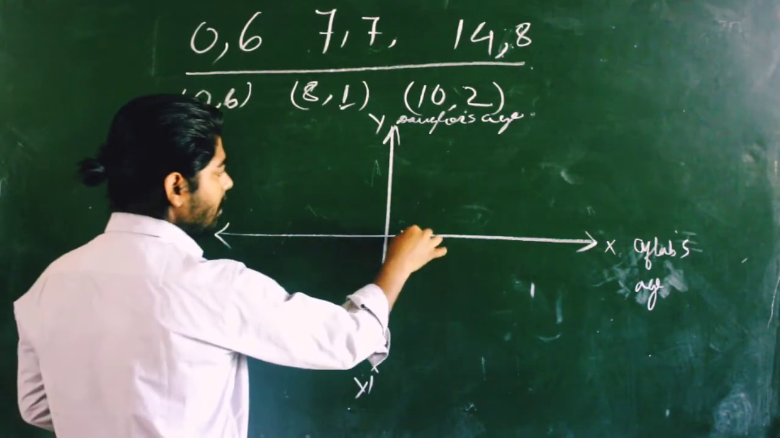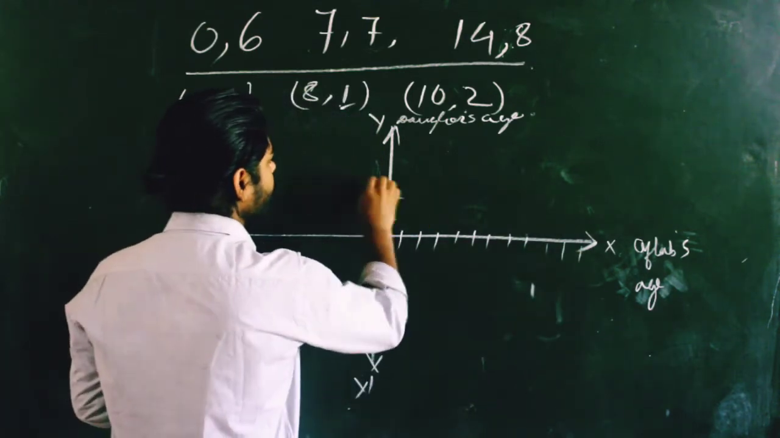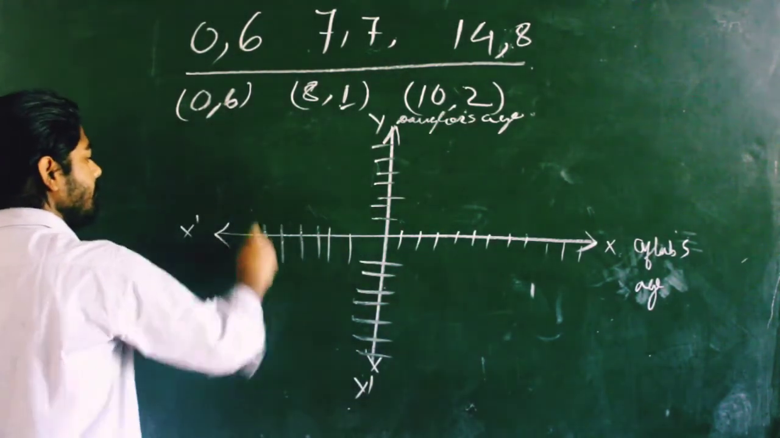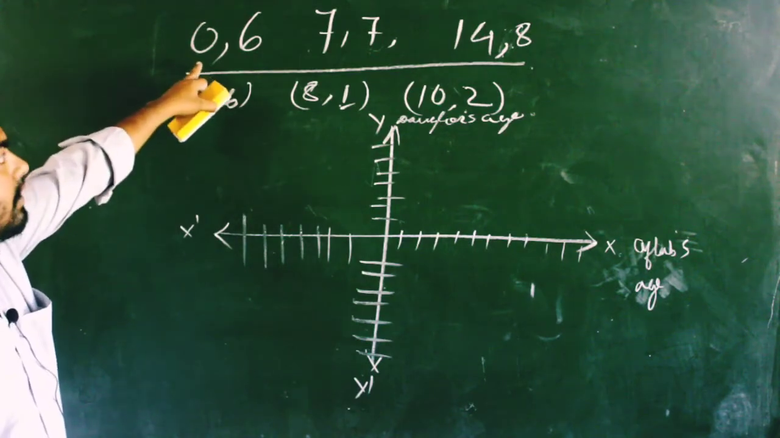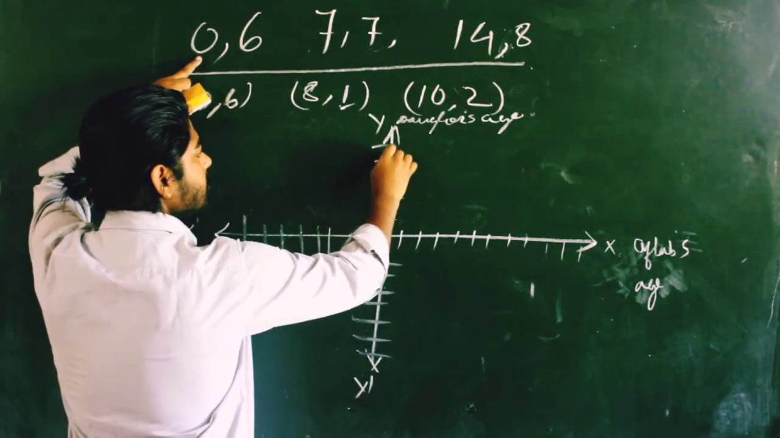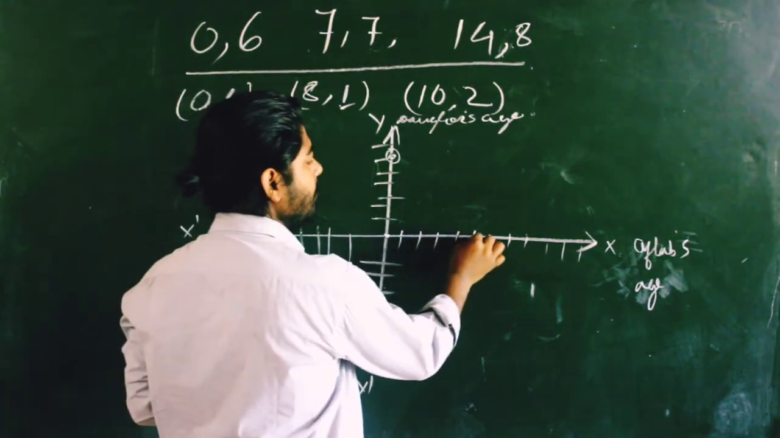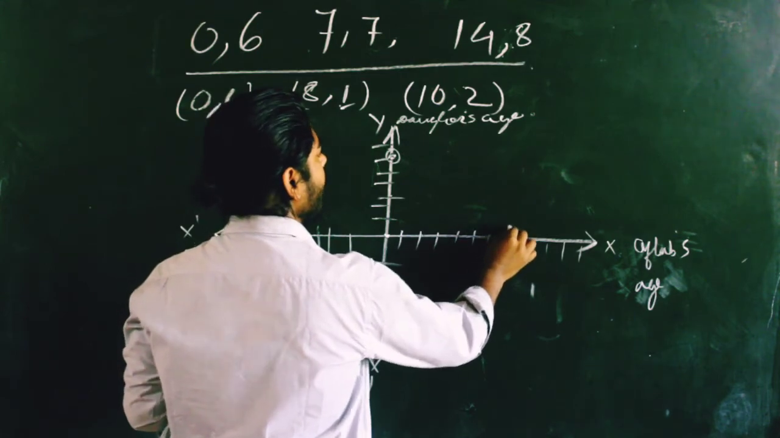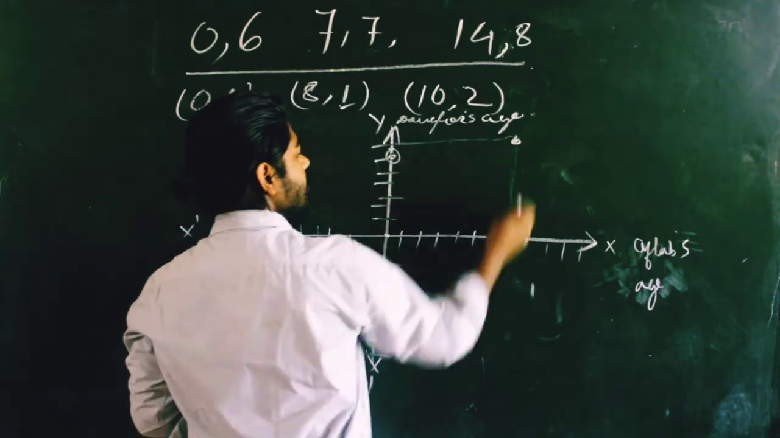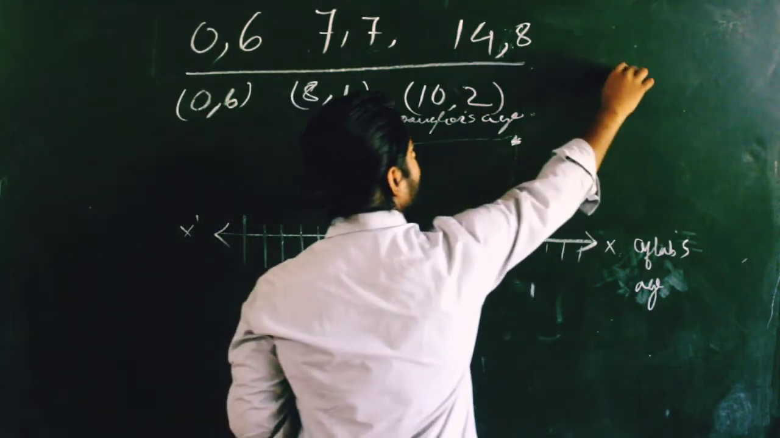So now if I have 1, 2, 3, 4, 5, 6, 7, 8, 9, 10, 11. 1, 2, 3, 4, 5, 6, 7. 1, 2, 3, 4, 5, 6, 7. So I'm going to put the values. This is 0. So 0 and 6. 1, 2, 3, 4, 5, 6. So here. Then 7, 7. So I'll go 7, 1, 2, 3, 4, 5, 6, 7, and I will go up 7. Since it is a positive number, I have to go up. So it is nearly here. 7, 7. Then 14 and 8. This is our 14, 8, which will lie somewhere here.